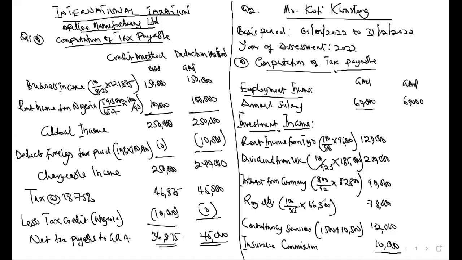It means that the 15% withholding tax was deducted before he received it. So we just gross it up, using 85 with the 15%.